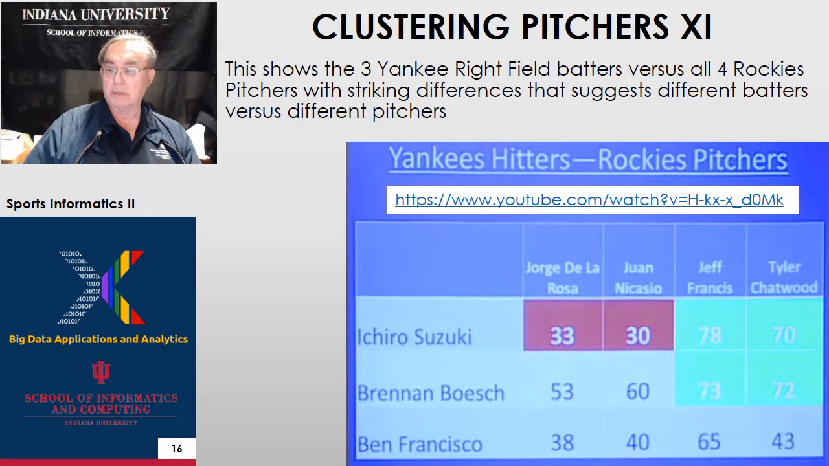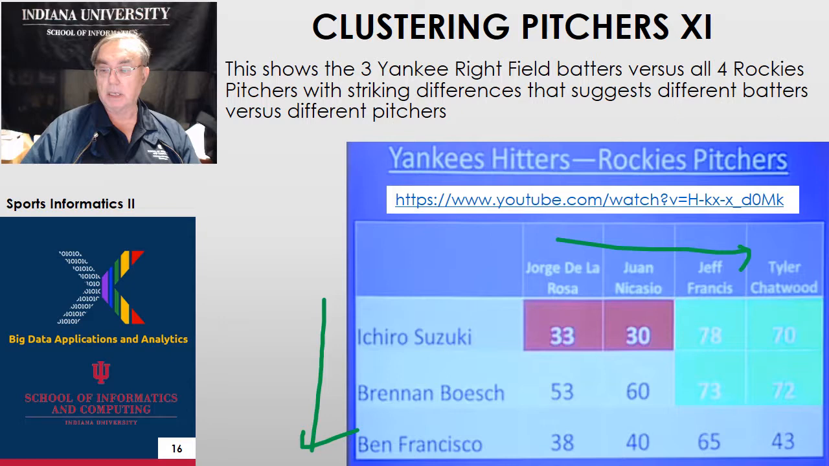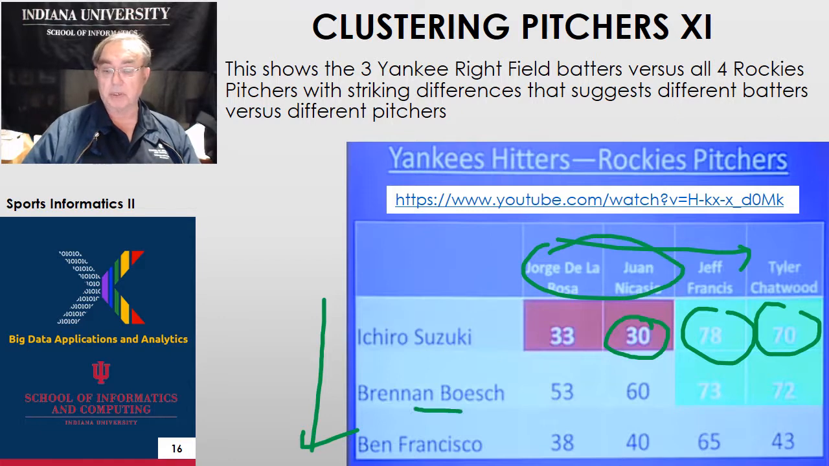And you can do this in a very systematic fashion. You put all your batters here, and you put all your possible pitchers there. And you'll find, for instance, Suzuki looked pretty terrible against Nicasio's cluster. He's pretty good against Jeff Francis or Tyler Chatwood. Whereas Ben Francisco is also not very good against these two pitchers, whereas Brennan Boesch is good against both of these pitchers here. He's also obviously a pretty good player because he's not too bad against these other ones here.